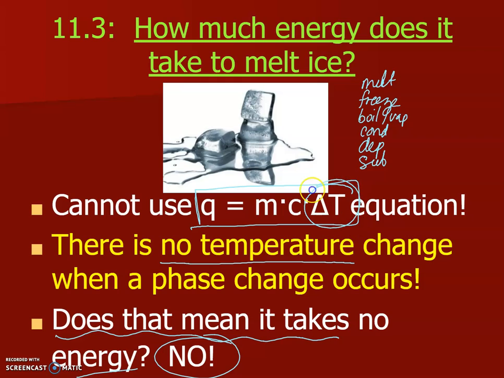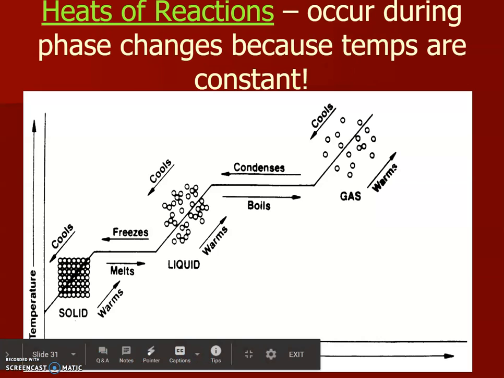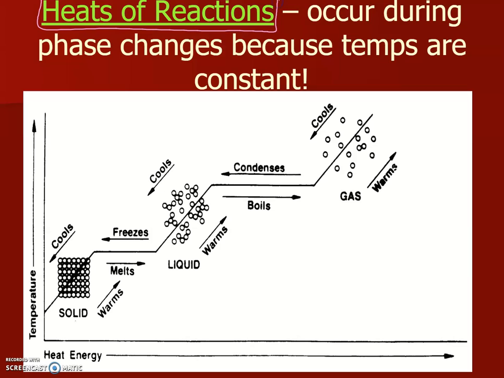We can't use this equation because on a graph, we end up seeing that there is that plateau. This is something that we went over last chapter in chapter 10. And we saw that that plateau means that the delta T would be 0 degrees, and anything times 0 is 0. So we have to have a different type of equation for those phase changes. All right, so this is where we are going to talk about the heat or enthalpy of a reaction. This occurs during those phase changes where the temps are constant, where we see our plateaus on our graph.